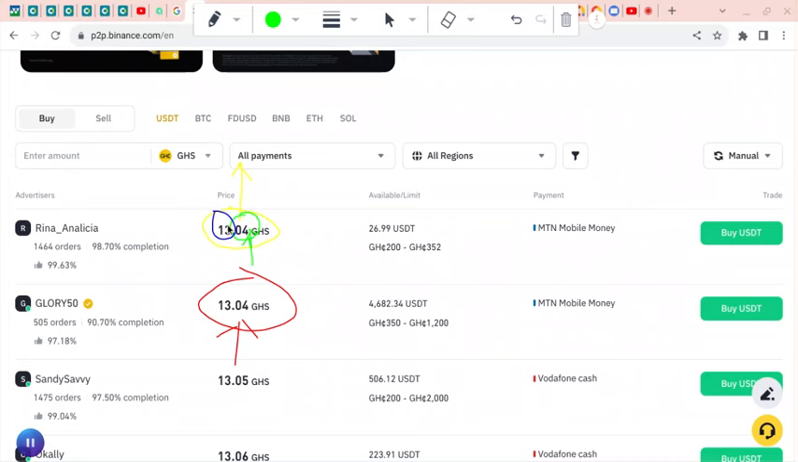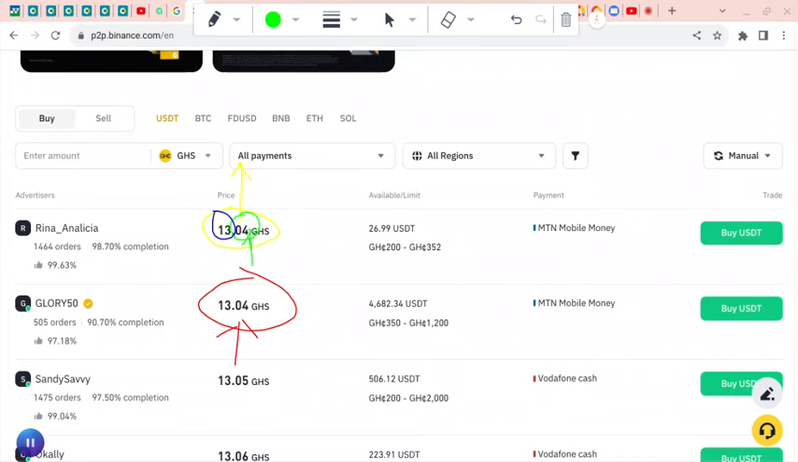So imagine you have bought at 13.04 yesterday or today, and tomorrow the 13.04 shoots to 13.20. Bro, bravo. You are making a lot of cash. If it shoots to 13.50, bingo. But if it declines from 13.04 to, let's say, 12.90, bro, you're losing your profits, you're losing your money. So you have to always put this thing in your mind.